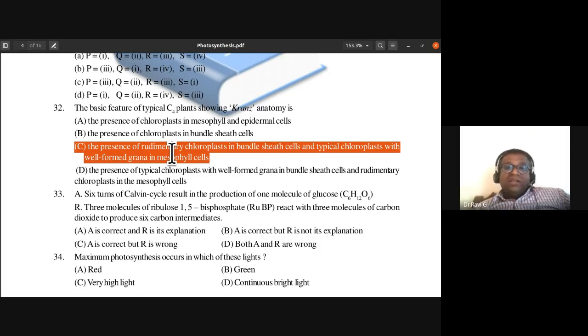So mesophyll cells undergo the C4 pathway, and the bundle sheath cells undergo the C3 pathway. C3 pathway is in bundle sheath cells, C4 pathway in mesophyll cells. C is the answer. You notice the chloroplasts in bundle sheath cells are without grana, and chloroplasts in mesophyll cells are with grana. So C is the right answer.